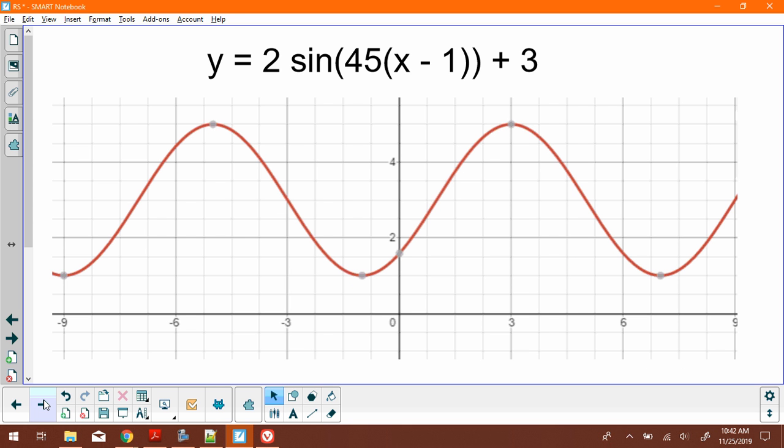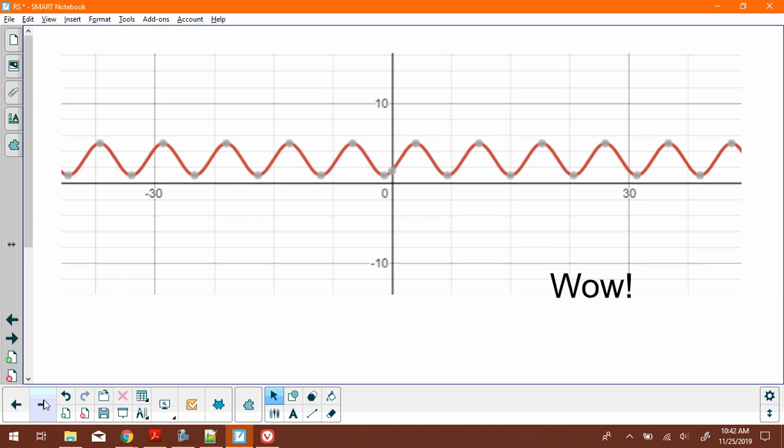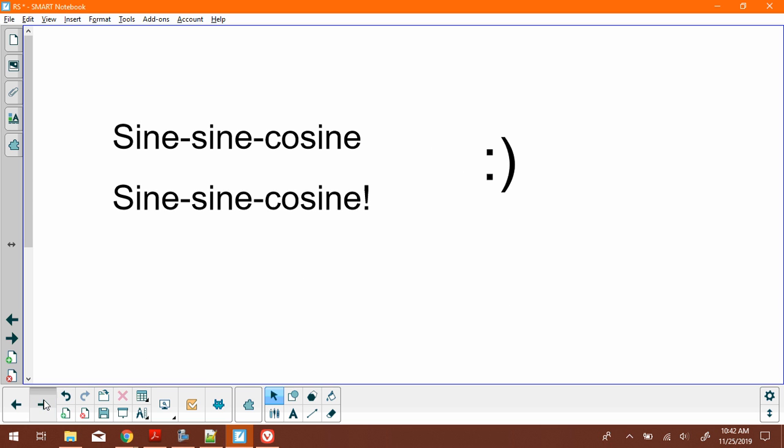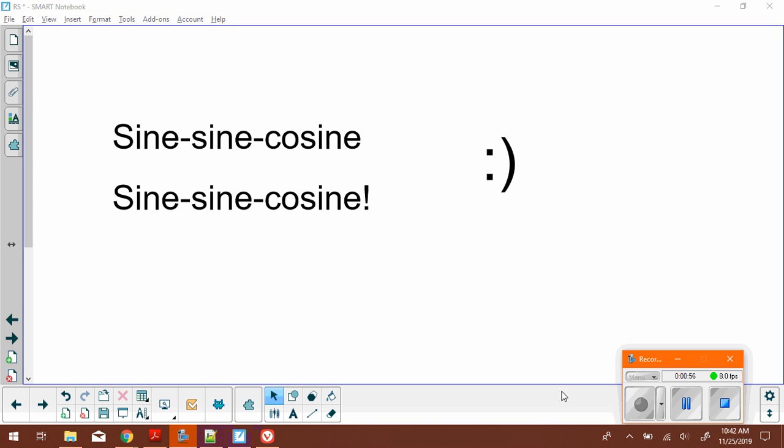To graph, this information is enough. Repeating pattern means the graph ain't so tough. Sine, sine, cosine, sine, sine, cosine. Thanks.